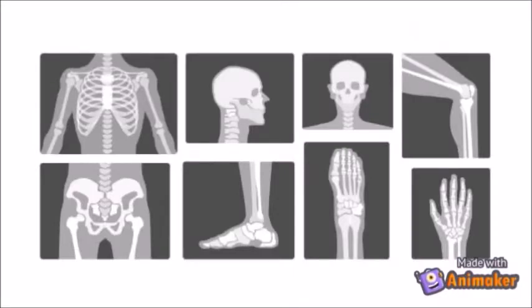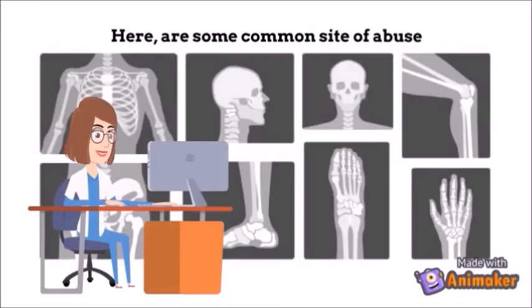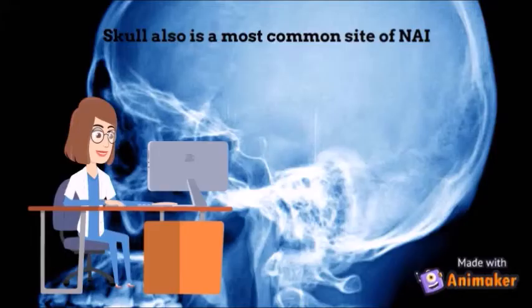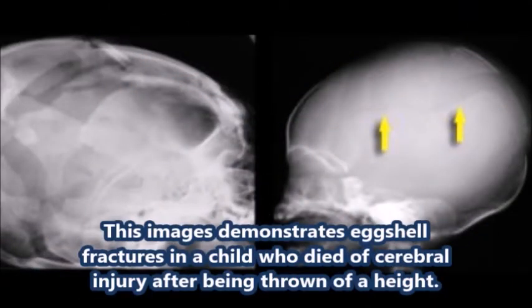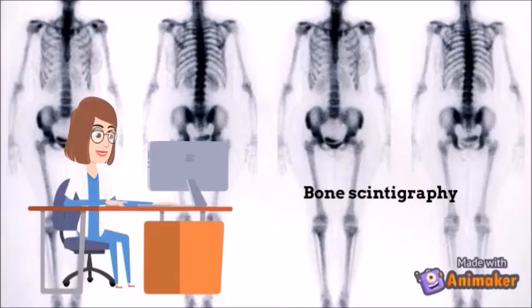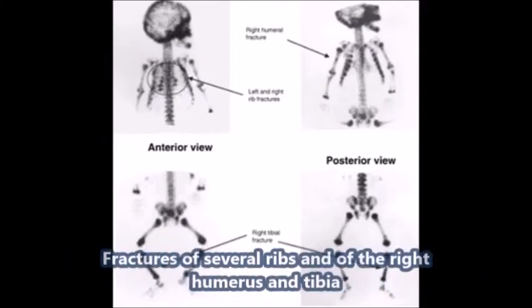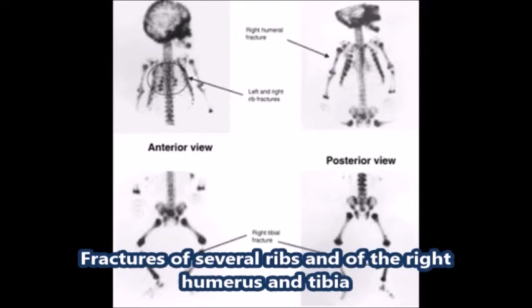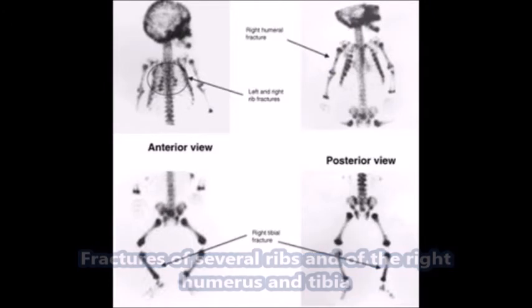Here are some common sites of abuse. The images show old posterior rib fractures, very indicative of abuse. Skull also is the most common site of NAI. This image demonstrates skull fractures in a child who died of cerebral injury after being thrown off a height. This is a bone scintigraphy in an abused child with fractures of several ribs and of the right humerus and tibia.